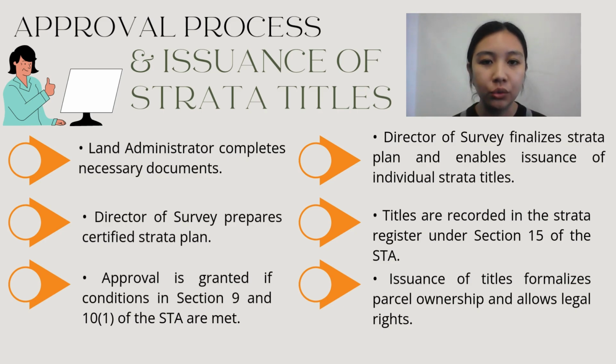Next is the approval process and issuance of strata titles. There are 3 processes. First, the land administrator will complete any necessary documents. Next, the Director of Survey will prepare the certified strata plan. Then approval is granted if the conditions in sections 9 and 10 clause 1 of the STA are met. And lastly, the Director of Survey will finalize the strata plan and enable issuance of individual strata titles. For the issuance of strata titles, titles are recorded in the strata register under section 15 of the STA, and issuance of titles formalizes parcel ownership and allows legal rights, so they can sell or deal with the parcel.